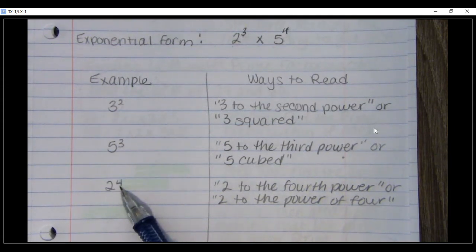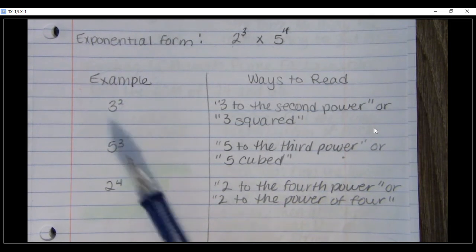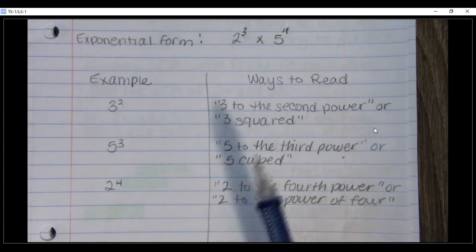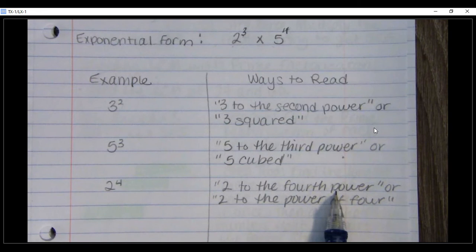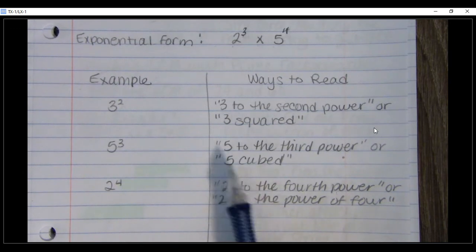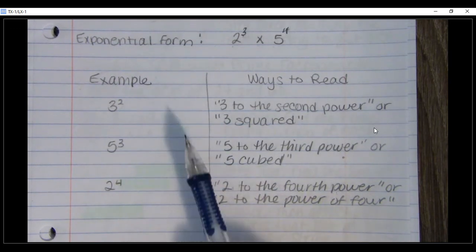And then if you have any other number besides 2 or 3, we're going to read it in a form similar to this. In this example, we can read it as 2 to the fourth power or 2 to the power of 4. It's the same thing with any other number that might be there. We'll say whatever the number is to the fifth power or to the power of 5, and we can say the same thing with 6, 7, and so on. So this is how we read all of the powers.